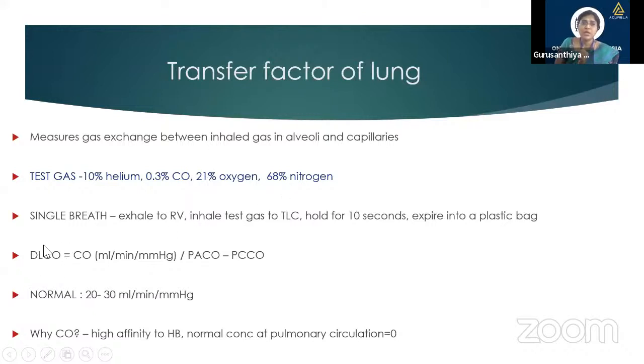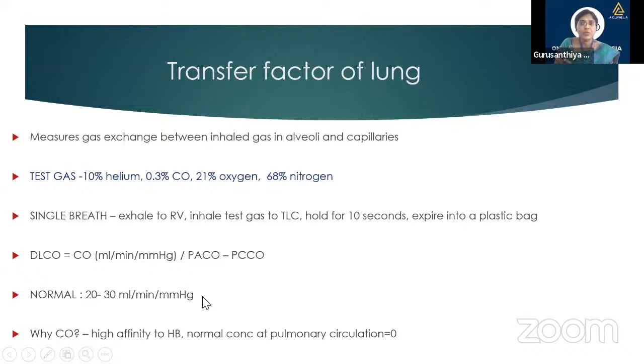Diffusion capacity is directly proportional to the rate at which the gas is diffusing, divided by the driving pressure. The rate at which carbon monoxide is diffusing is given in ml per minute. The driving pressure is the pressure of carbon monoxide across the pulmonary alveoli to the pulmonary capillary. Normal is somewhere around 20 to 30 ml per minute per millimeter of mercury. Here also we have a percentage predicted. If it is more than 80, then it is normal, as in the case of the previous FEV1 and FVC which we have seen.